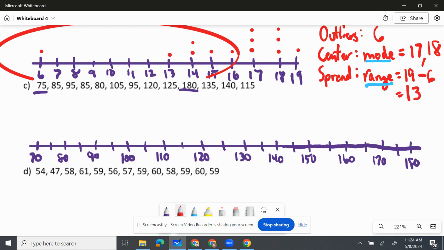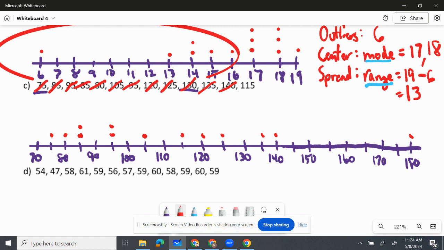So what we have is we have 75, we have 85, we have 95, we have 85 again, we have 80, we have 105, we have 95 again, we have 120, 125, we have 180, 135, 140, and 115.